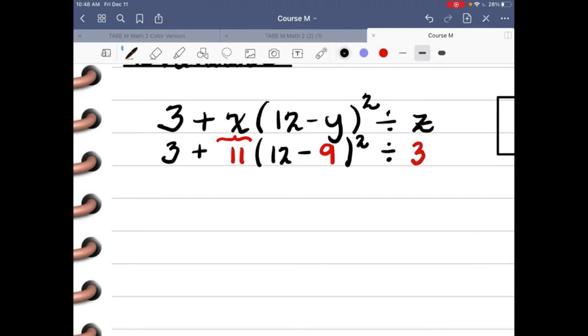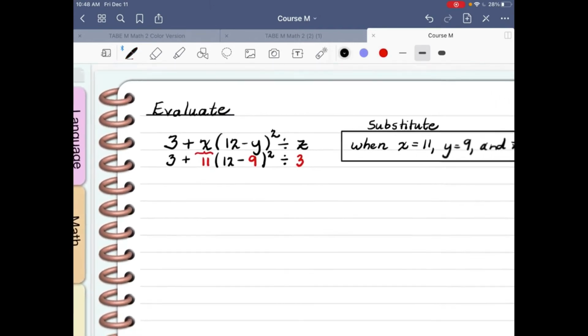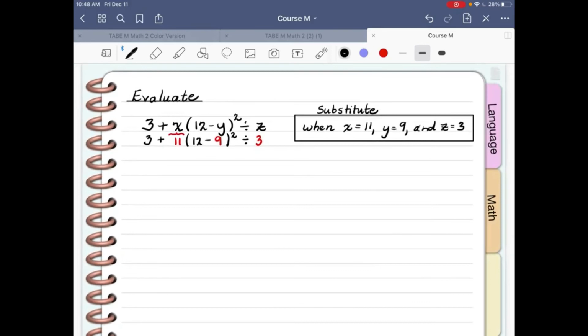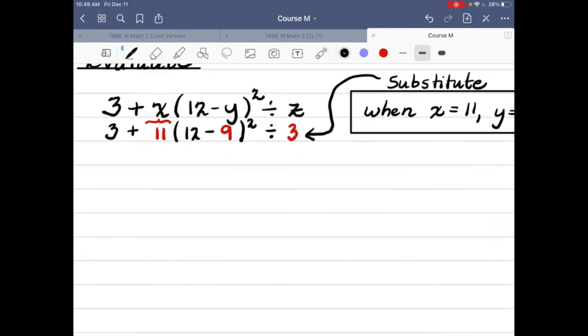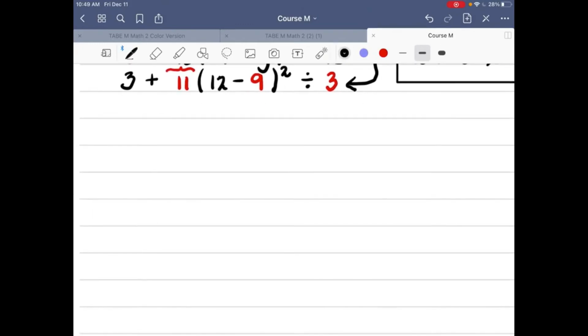So do you see how I have substituted those values in for the letters? That's what happened right there. I substituted the values. If you need to, pause your video and really think through what I've done there. Okay, the next step is to evaluate. We have to do the math.